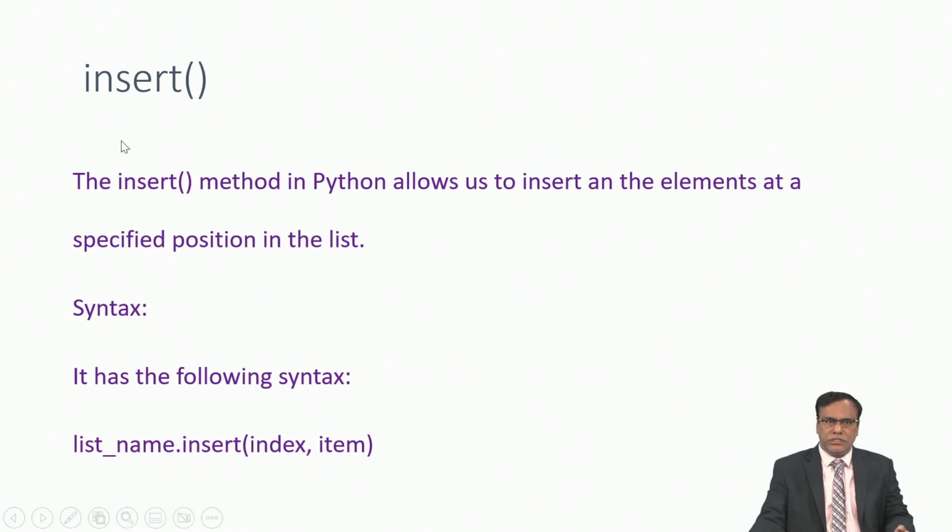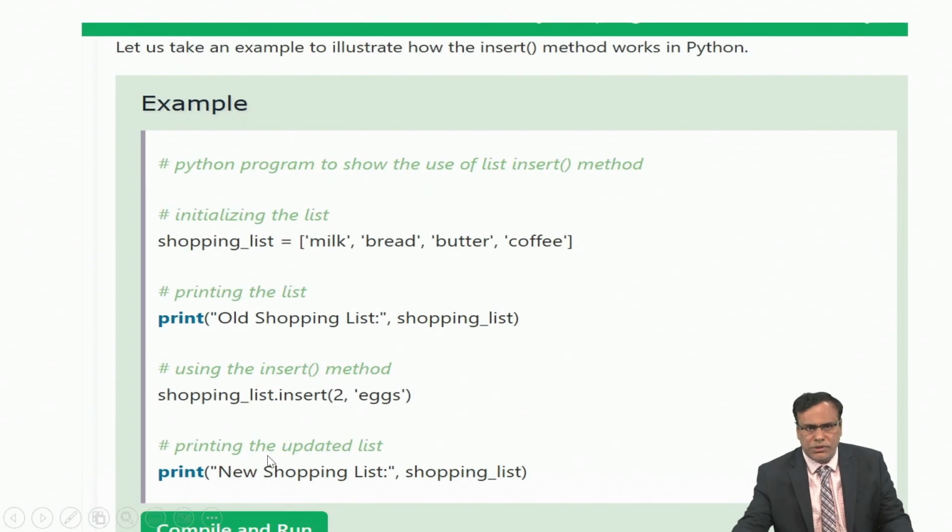Next we are going to discuss the method insert. What is this insert method? It allows you to insert an element at a specified position in the list. It has the syntax: name of the list dot insert function, and as arguments you have to use the index and item. At what position you want to add some item and what item you want to add to that list. Here you can find some example. So this is the list that you have.